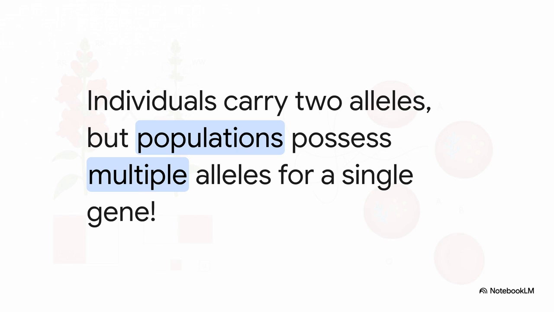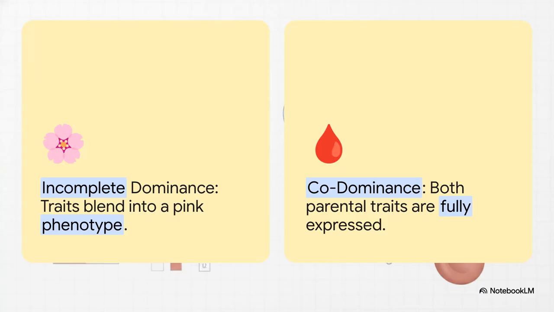Because of that, you can only observe multiple alleles, meaning more than 2 variations of a gene governing the same character, when you study an entire population. So in the wider human population, 3 alleles exist for this blood type gene, even though you personally only possess 2 of them. Let's summarize these 2 incredible rule breakers side by side to really lock this in.